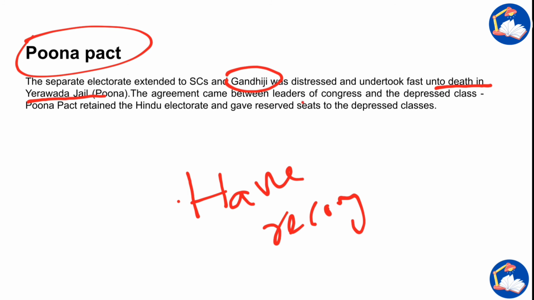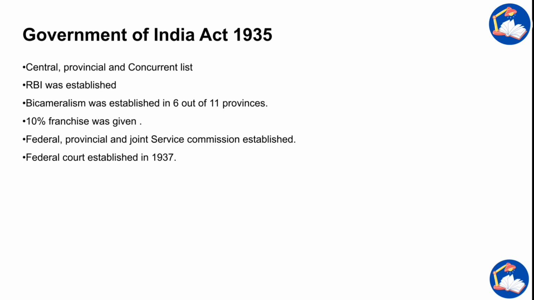The agreement between the leaders of the Congress and the depressed classes, the Poona Pact, retained the Hindu electorate and gave reserved seats to the depressed classes.